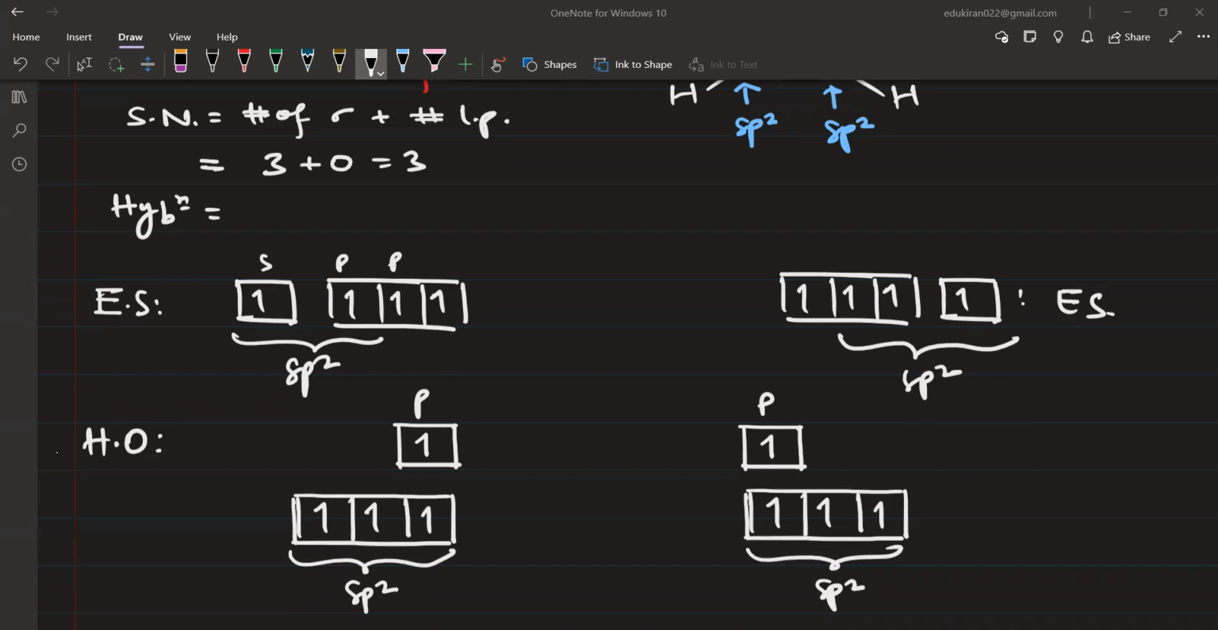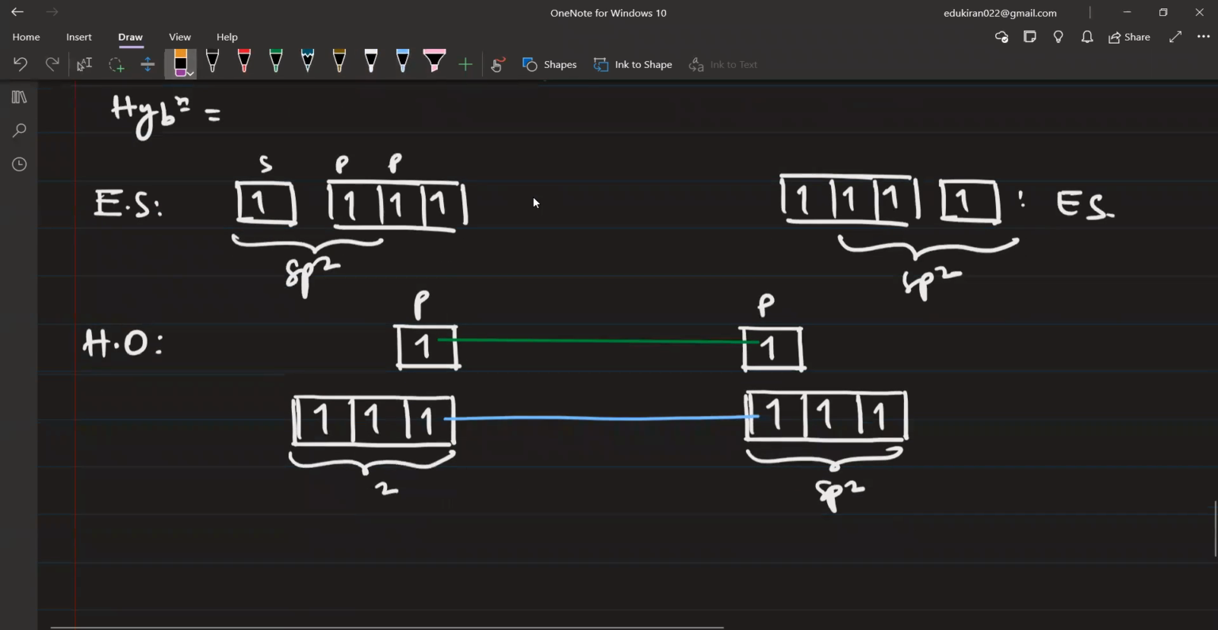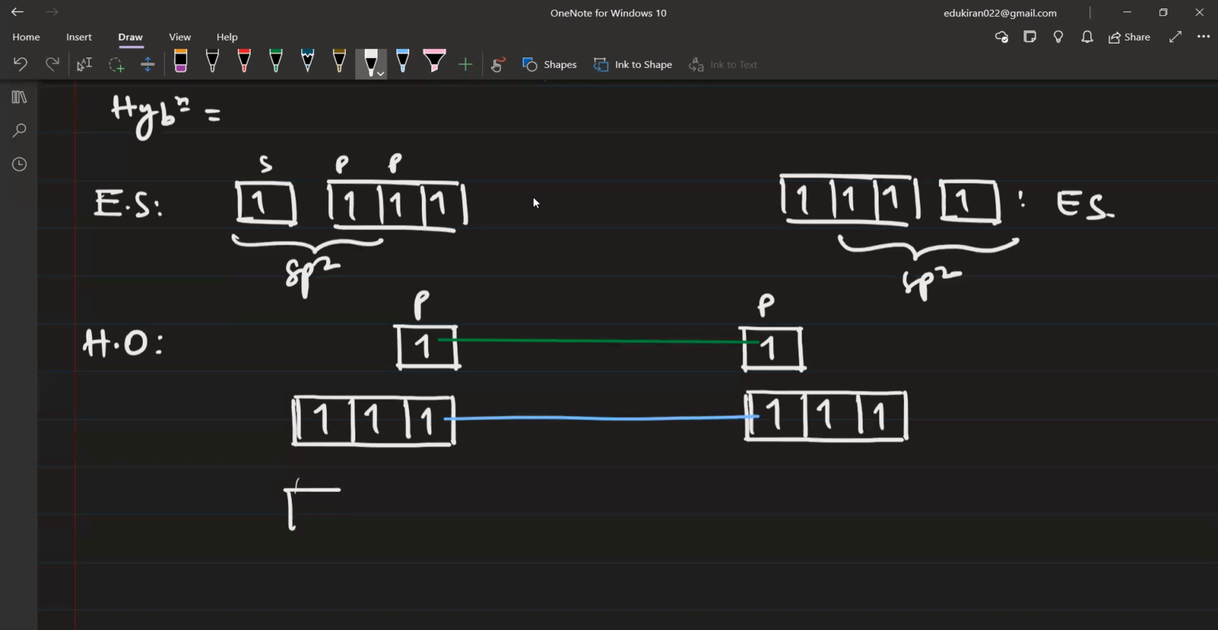Now see what is going to happen. This pure p is going to make the pi bond. And there is another bond between the two carbon atoms, this is your sigma bond. Now we have covered this much. The rest will be bonded to hydrogen, and both of these carbon atoms have two hydrogens, right? So this will be overlapping with hydrogen, this will be overlapping with hydrogen, similarly this and this will overlap with hydrogen.